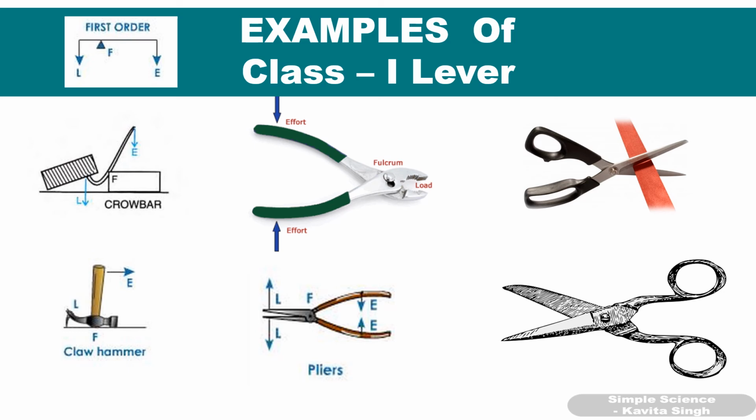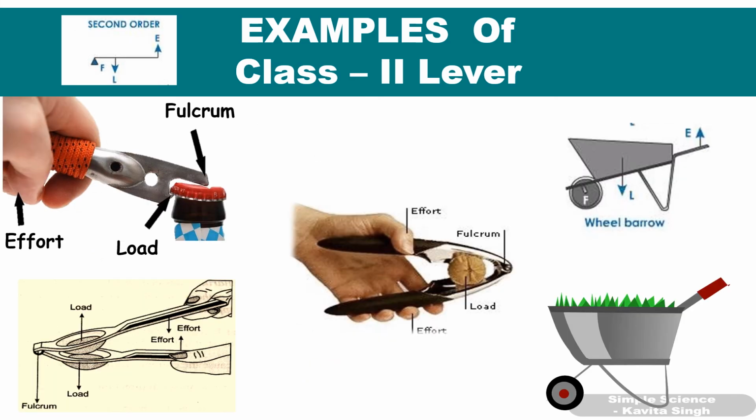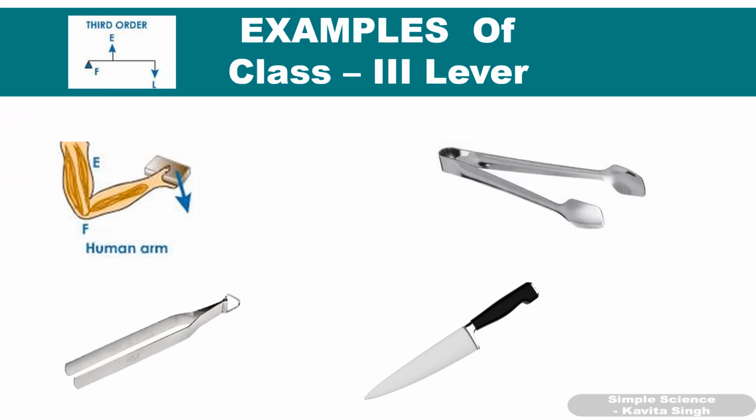Now examples. These are the examples of class 1 lever. In all these, you can find fulcrum in between load and effort. These are the examples of class 2 lever: bottle opener, nutcracker or lemon squeezer or wheelbarrow. In all these you can find load in between fulcrum and effort. These are the class 3 levers, you can see that the effort is in between load and fulcrum.